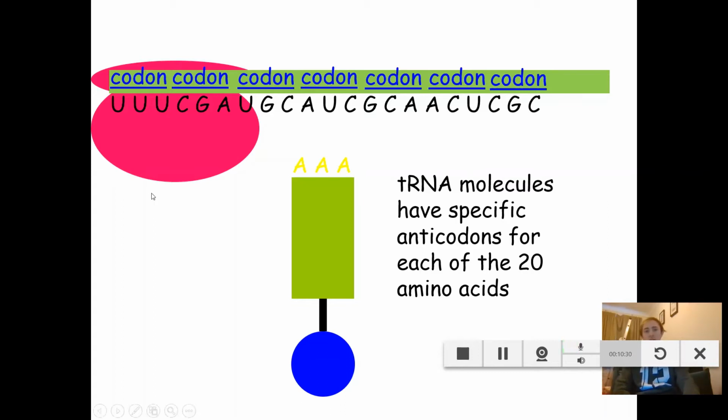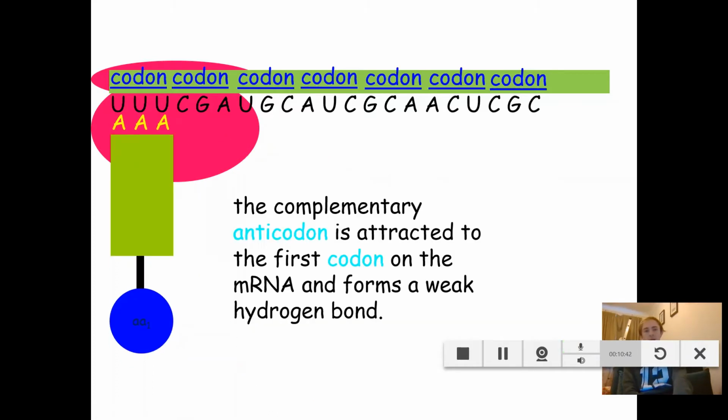What happens is the correct anticodon, with the correct bases which are complementary to the first codon, will go and bind by complementary base pairing, like so. It's attracted to it because it's going to bond with a hydrogen bond. So we've got a very weak hydrogen bond forming between the codon on the mRNA and the anticodon on the tRNA. And the amino acid is going to stick out the bottom. That blue blob is going to stick out the bottom. And all that's going to happen here is the same thing is going to happen again.